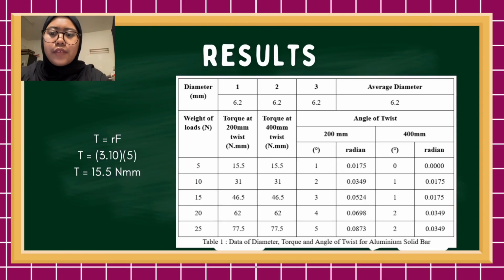So the next part is the results and discussion. So here we have Table 1, which is the data of diameter, torque and angle of twist for the aluminum solid bar. Here we have the average diameter for the aluminum solid bar, which is 6.2 mm.